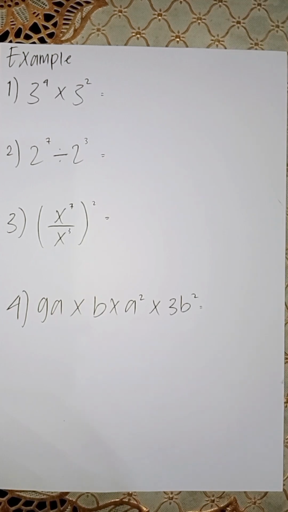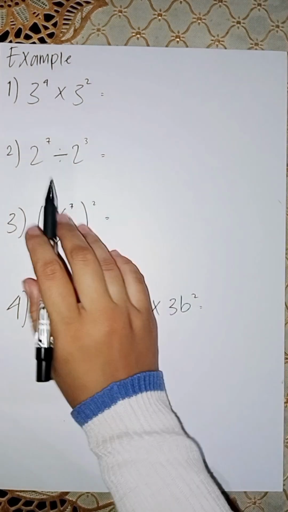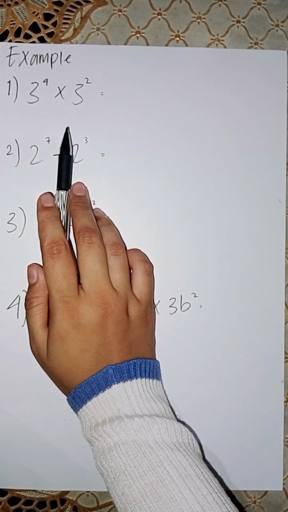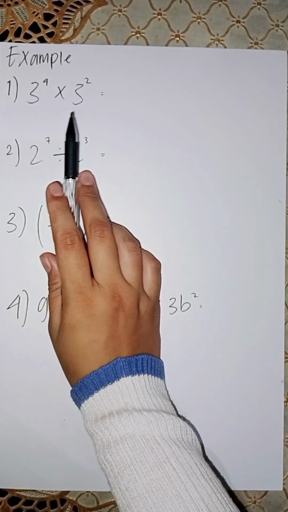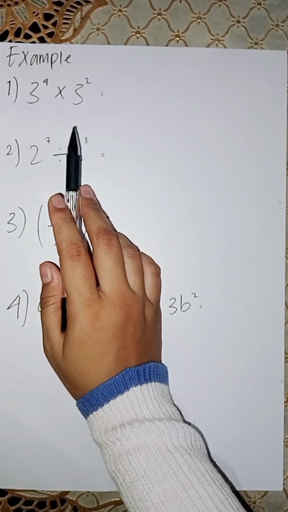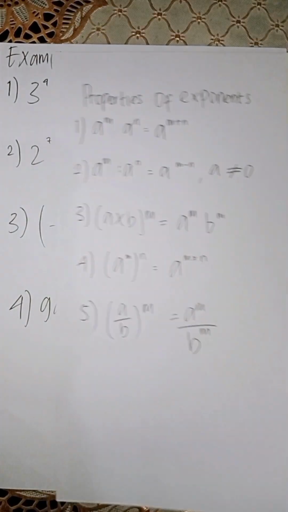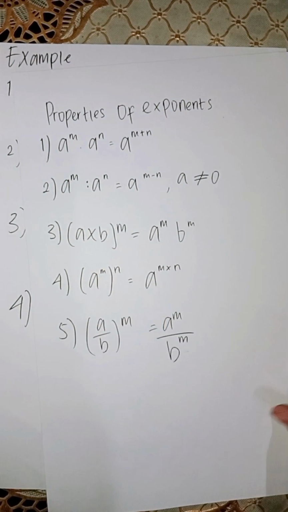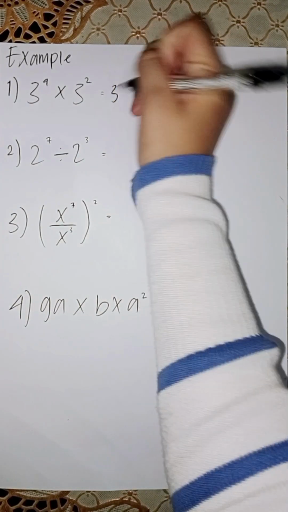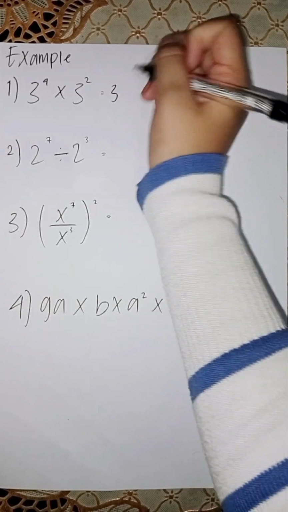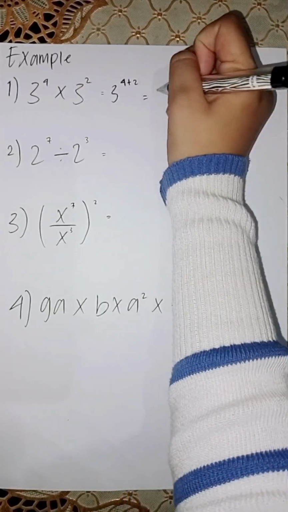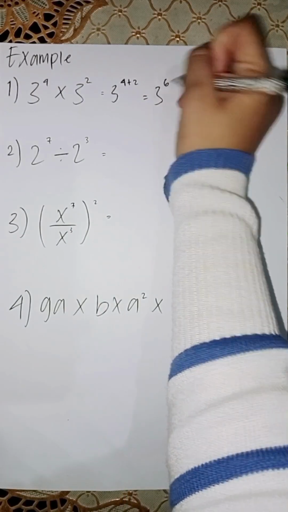Okay, next, let's move on to the problems. The first problem, we have 3 to the power of 4 multiplied by 3 to the power of 2. As we can see, this is multiplication, so the property we use is the first property. This property, where 3 to the power of 4 plus 2 equals 3 to the power of 6. Like that.